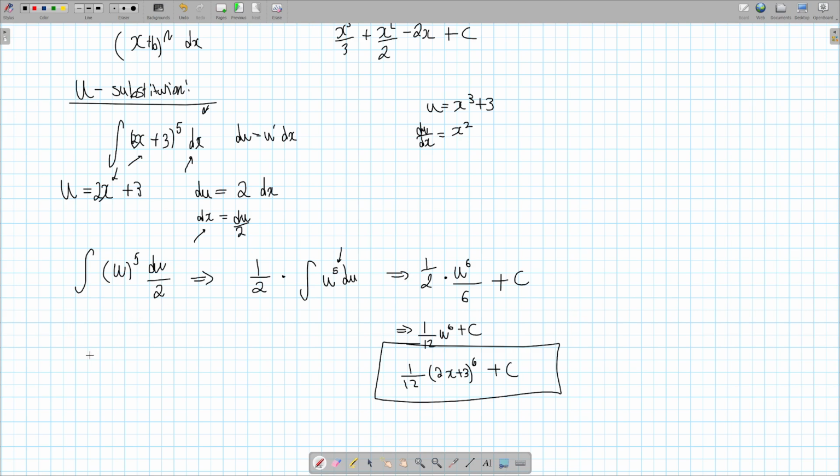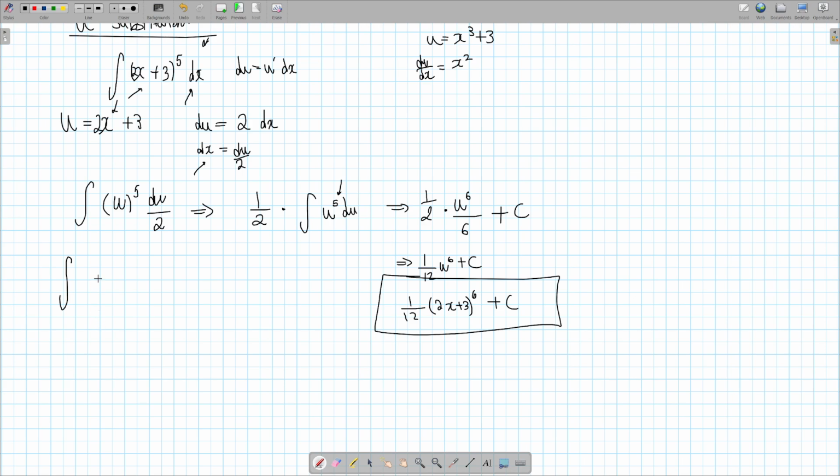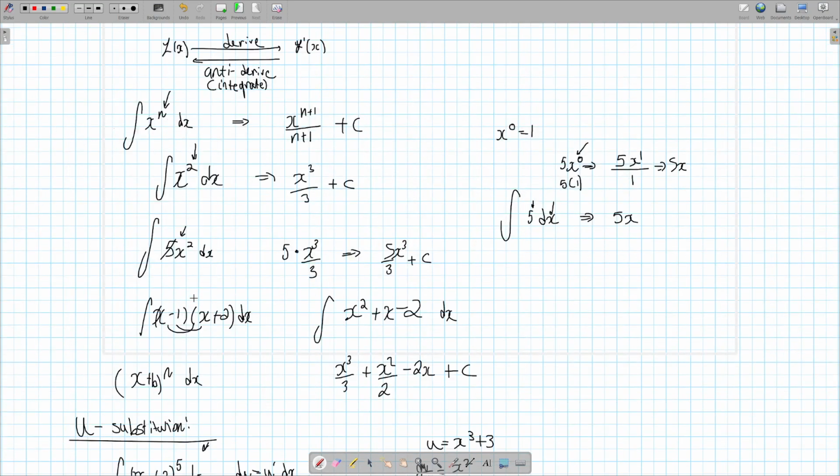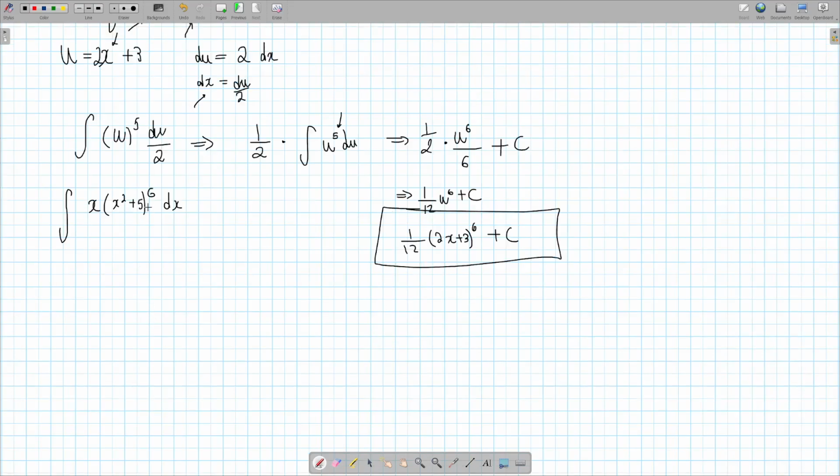You can also use U-substitution to cancel. Let's say I have the integral of x times x squared plus 5 to the power of 6 dx. If you remember earlier in this example here, I foiled it, I distributed. But here, are you going to expand power 6? Remember when we expanded, you'd have to do nCr up until 6. We're not going to do all that, right? So here's what we're going to do. We're going to use U-substitution because you can cancel out this x. Anytime you see these, you can use U-substitution.